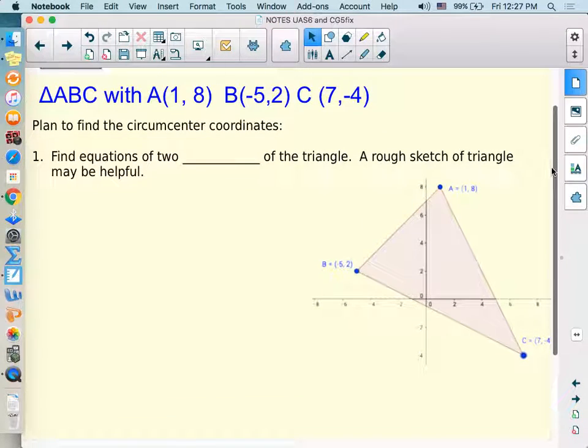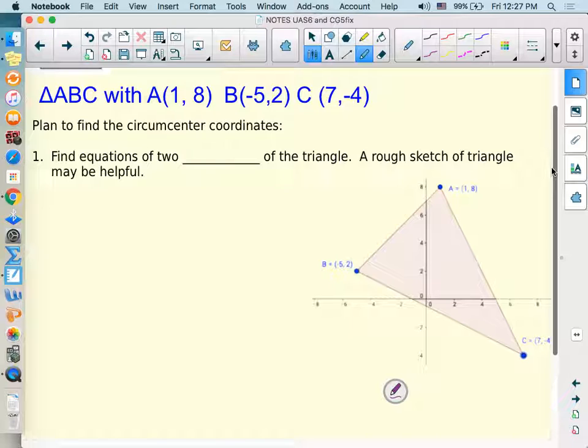The task that you've got on the we do side is for a particular triangle, and I've got a rough sketch of it. I suggest you might want to make the same. They would like us to find the circumcenter coordinates. The circumcenter coordinates, we should think about what it is we're tasked to do. It will make the job a lot easier.